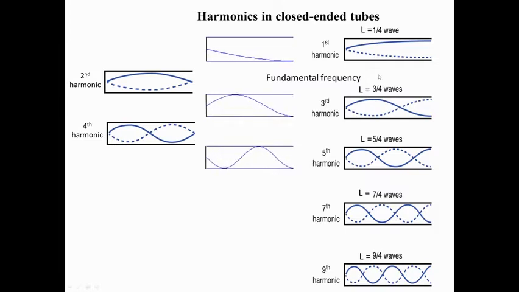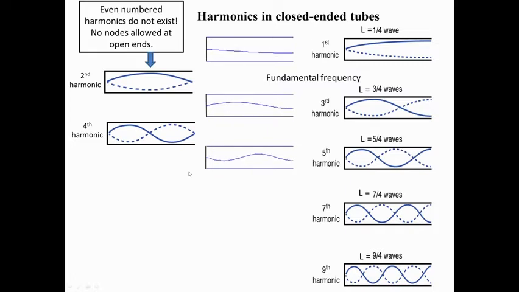So actually, when we take a look at these harmonics, it turns out that you can only have odd numbered harmonics when you have a closed end tube, since one end is closed, the other end is open. You always have to have an antinode here, and that excludes the even number harmonics, which would give you nodes. So those do not exist. You do not have even numbered harmonics in a closed ended tube.